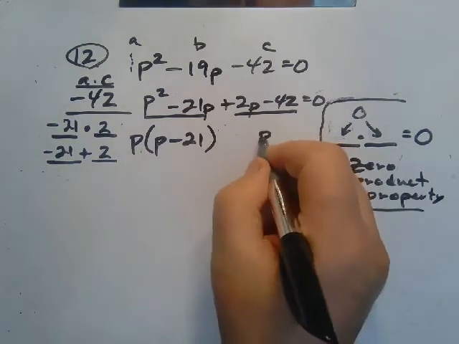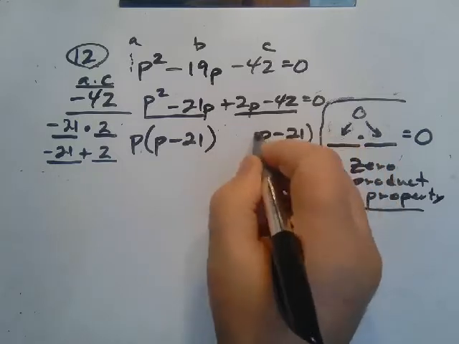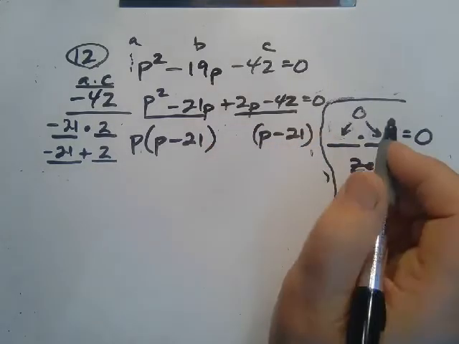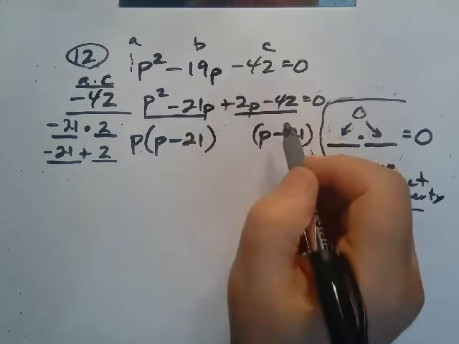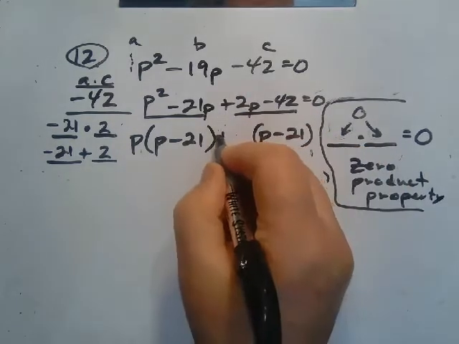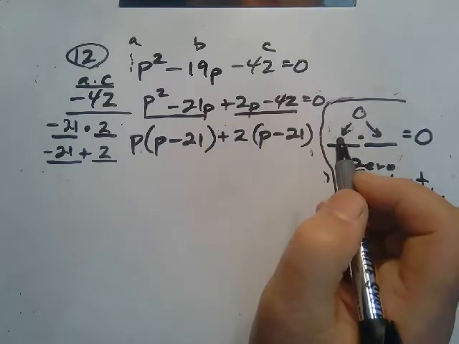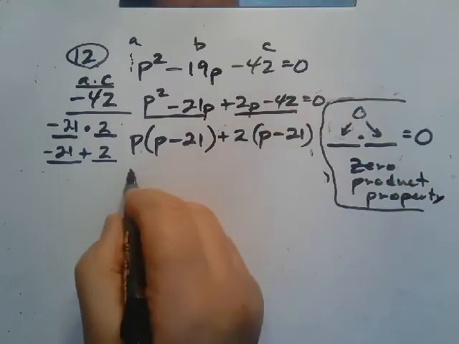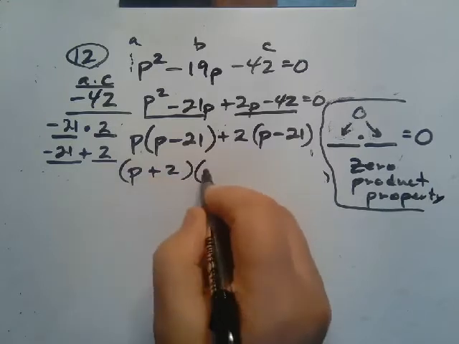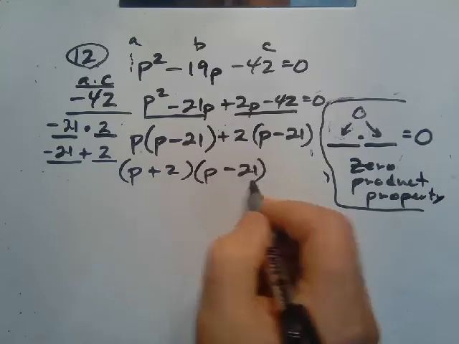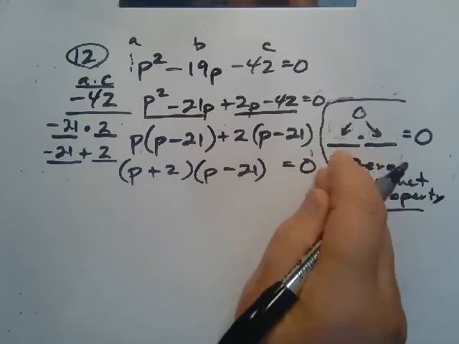And then I'm going to copy the leftovers over here, p minus 21. Don't think about it, just copy it. And what do you have to pull out of this group to get this? Well, you had to pull out a positive 2. So we end up with p plus 2 when we marry these, and p minus 21. Bring down that equals 0.